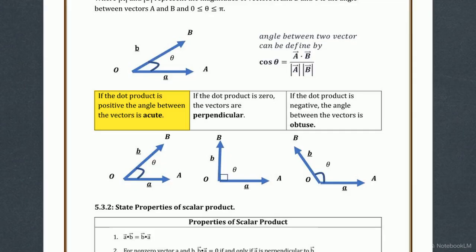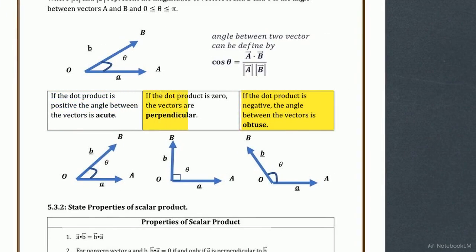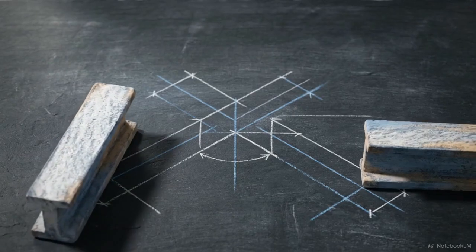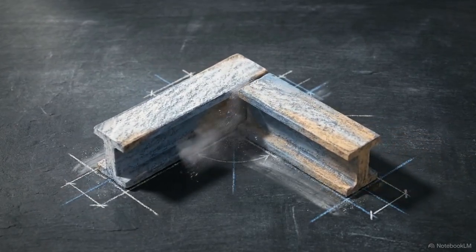A positive dot product indicates vectors working together at an acute angle. If negative, they oppose each other at an obtuse angle. And when exactly zero, the vectors are perfectly perpendicular. The dot product serves as a definitive test for determining if physical forces are aligned or completely orthogonal.